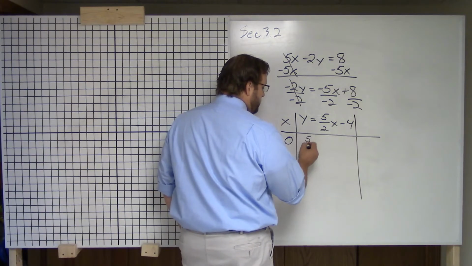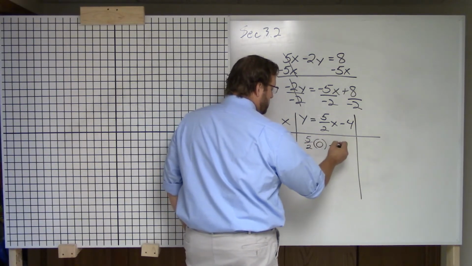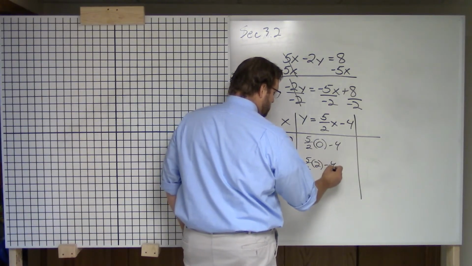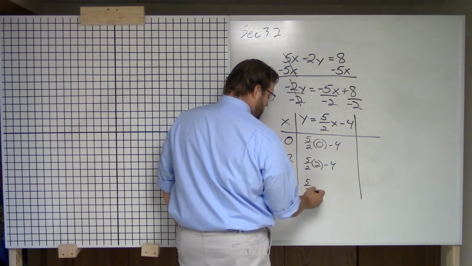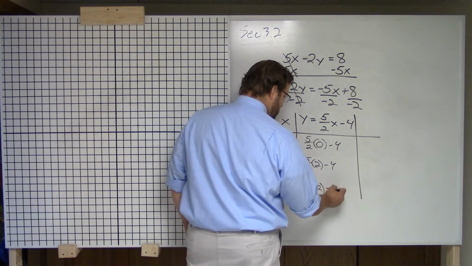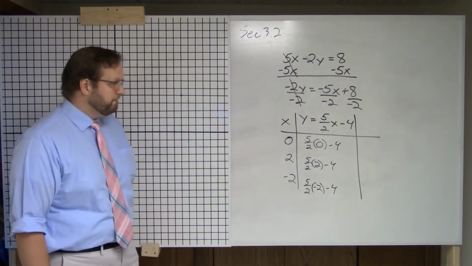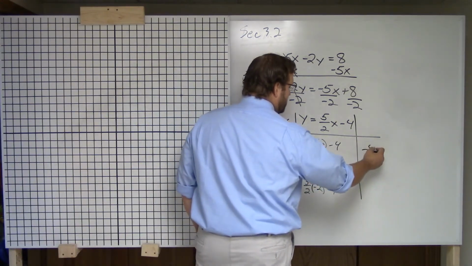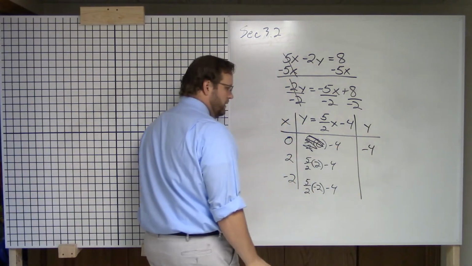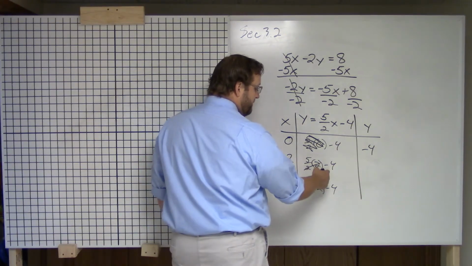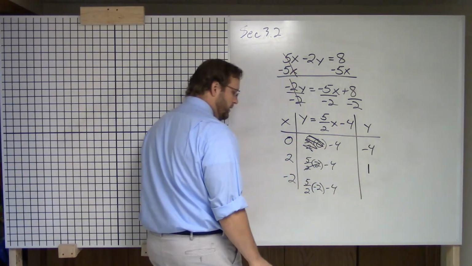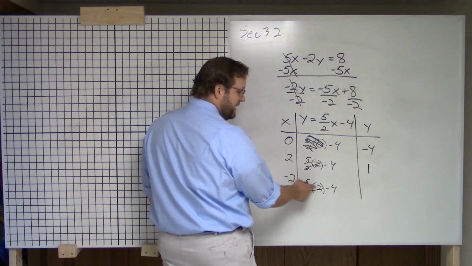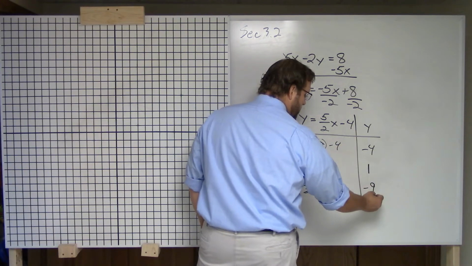I've got 5 over 2 times 0 minus 4 times 2 and -2. We have that. 0 times anything is 0. Minus 4 is -4. 2's cancel, so you got 5 minus 4 is 1. 2's cancel, but remember it's a negative times a 5, so negative 5 minus 4 is negative 9.